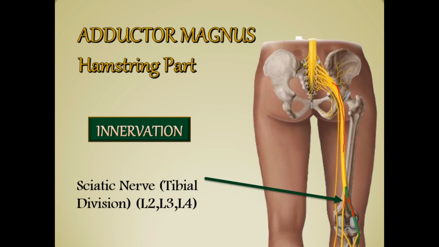This nerve bifurcates at this level, but even in its superior course it has two parts. They are united together, but they bifurcate at the lower end, just above the popliteal fossa. But in the upper course, they are both united. The fibers innervating the hamstring part of the adductor magnus muscle are from the tibial division of the sciatic nerve.